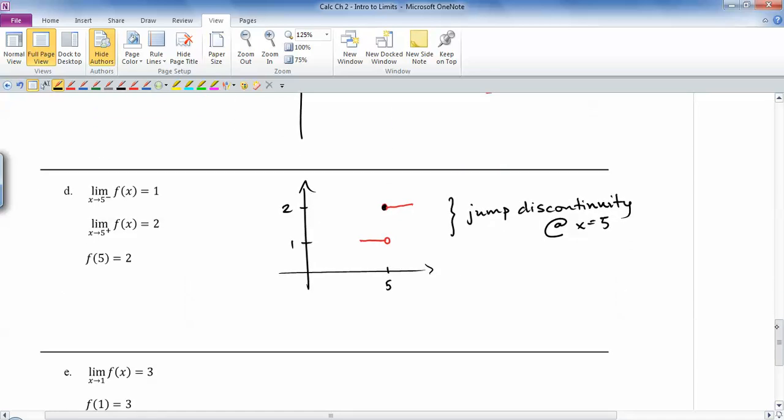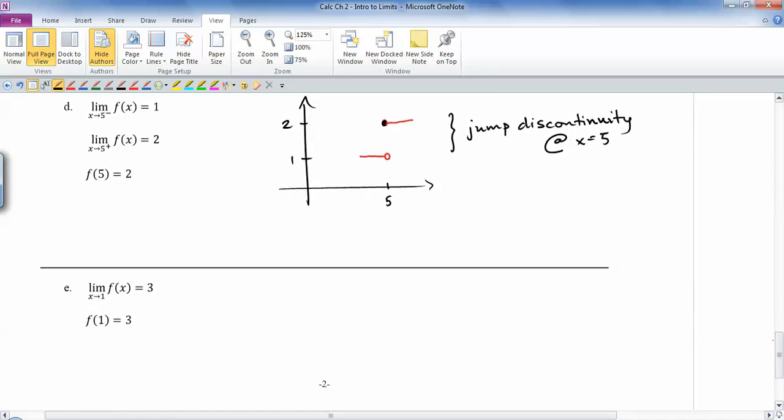All right. E, let's look at this one. So I'm looking around 1, and I've got some y values that say 3 here. So as I get close to 1 in the x values, both from the right and the left, since there's no symbol next to it, the y values are close to 3. So that means I've got that. And then the second part says f of 1 equals 3. So that actually fills in that dot right there.